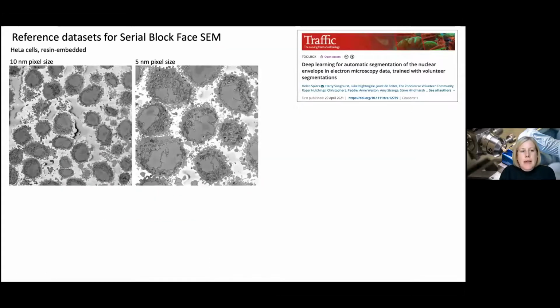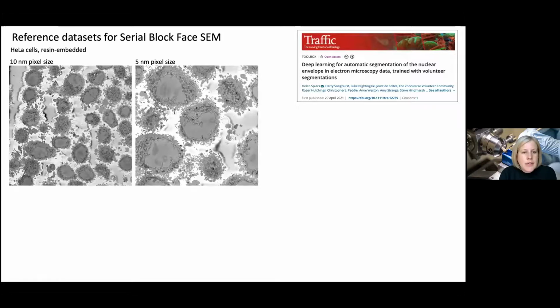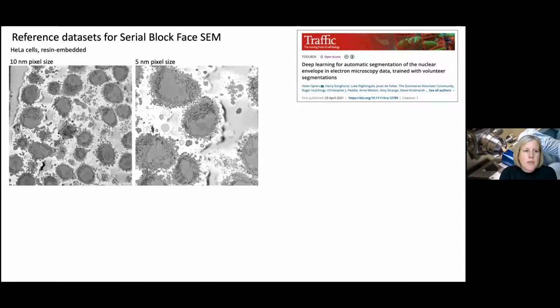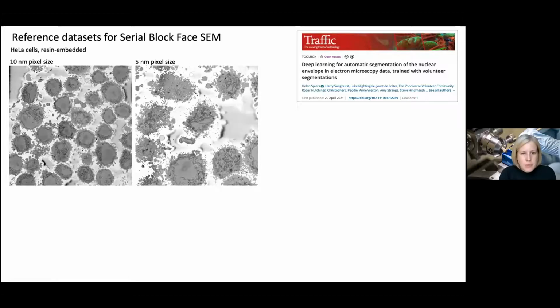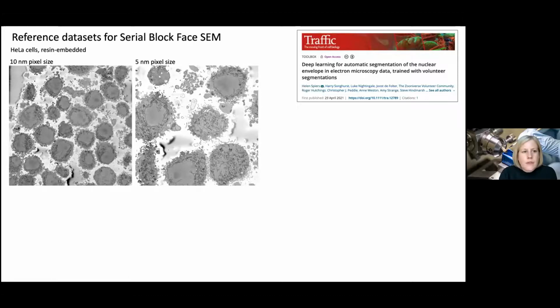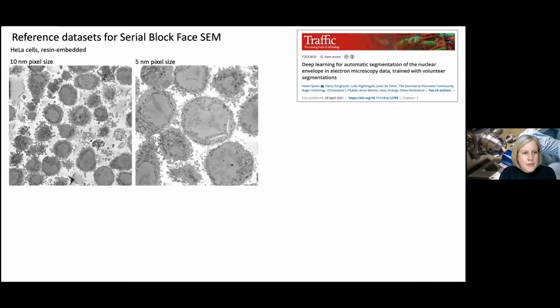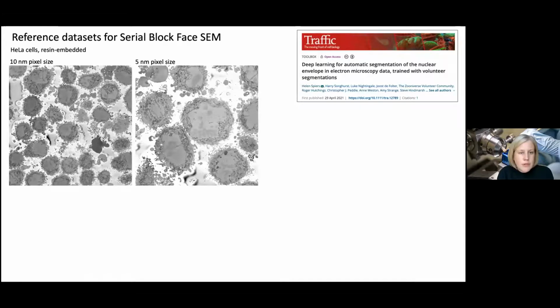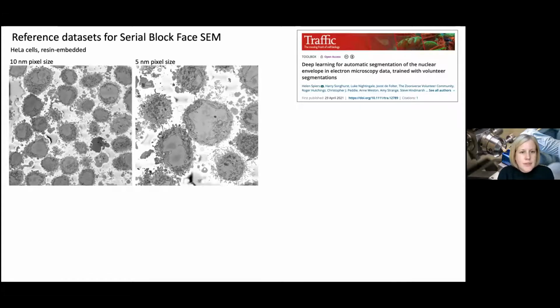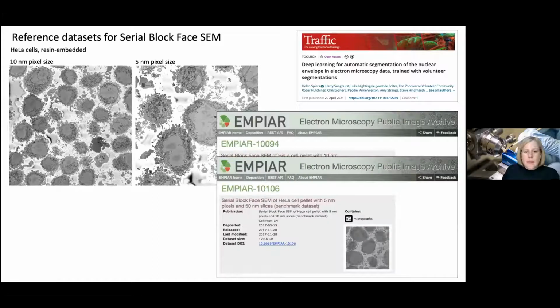One of the things that came out of this for us is that you really need good reference or benchmark data sets that you can develop these image analysis techniques on. So for that purpose, we collected serial block face SEM datasets on HeLa cell pellets at 2 different resolutions, 5 and 10 nanometer pixel size. And those were used to feed out to citizen science and to do ground truth expert segmentation on. And we think it's really important to share this data so that others can use it as well, especially for the development of deep learning algorithms.